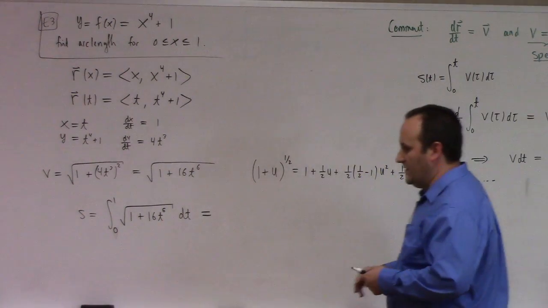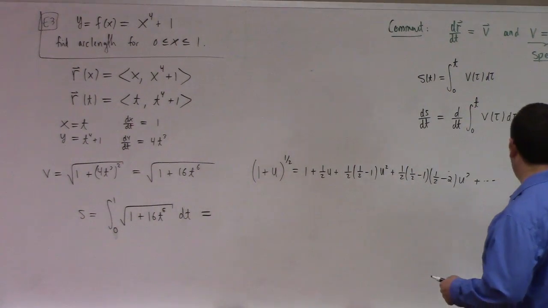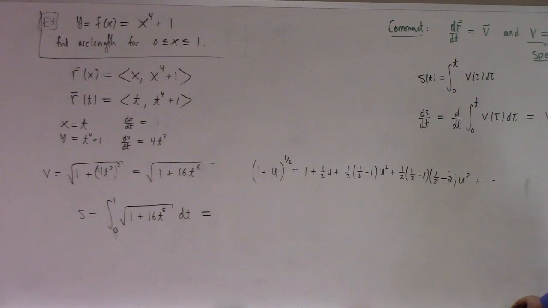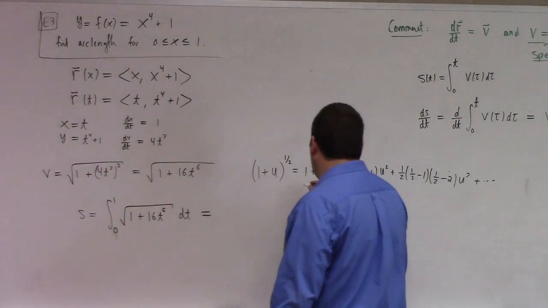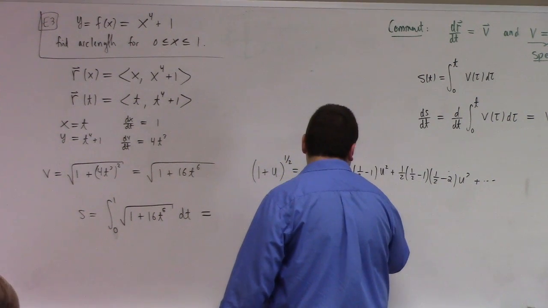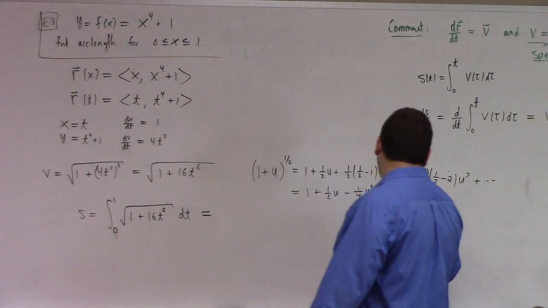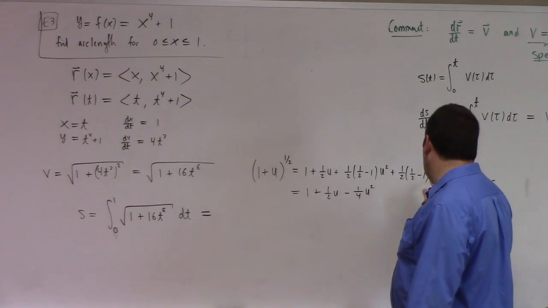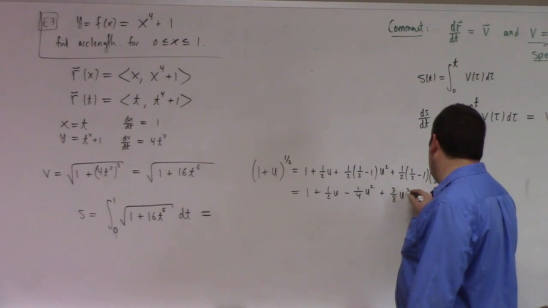Can you guys check me on this? The binomial expansion, we worked this out, remember? I used alpha instead of k, I think, that lecture. I mean, I had a half. I think I had an alpha. So if I'm right, this is 1 plus 1/2 u minus 1/4 u squared. Let's see here. This is plus 3/8, I think, u cubed plus dot dot dot.